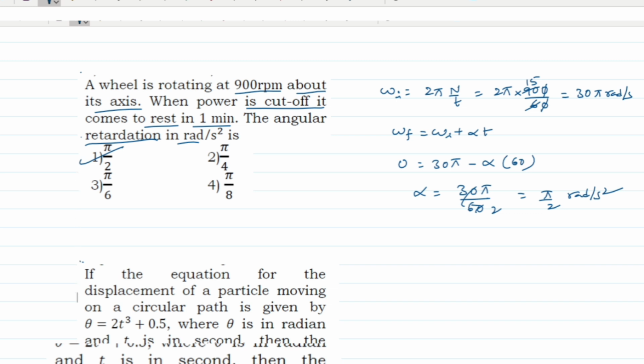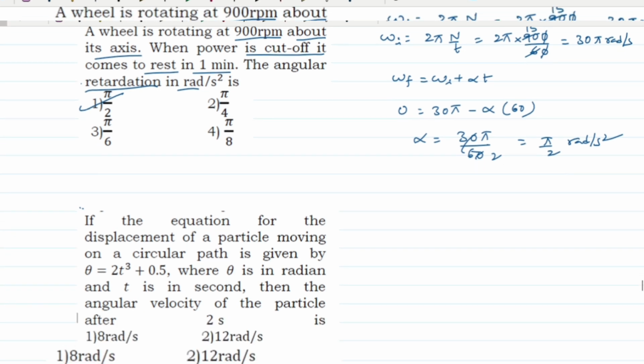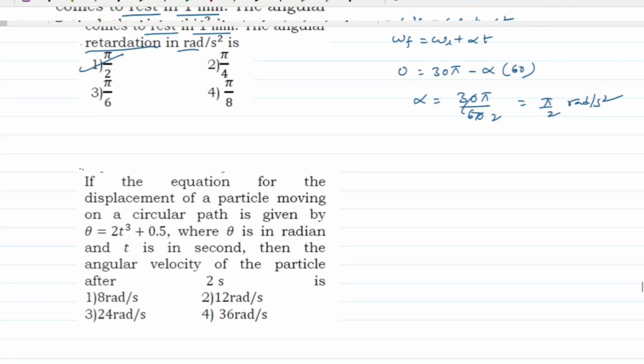Let us see the next question. If the equation for the displacement of a particle moving in a circular path is given by theta equals 2t cube plus 0.5, where theta is in radians and t is in seconds, they are asking for the angular velocity of the particle after 2 seconds.